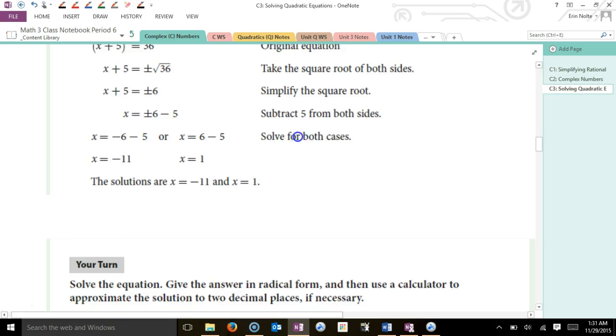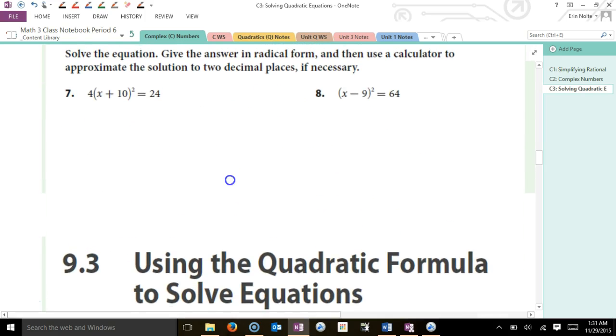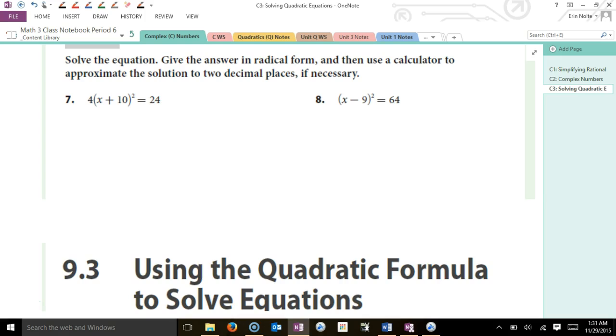Okay, so let's do an example of that. For this question, number 7, what would you do first? No. If there was not a squared, you could distribute. But it's always easiest to get rid of it, actually. Divide by it. Even if there was not a squared and you were solving, I would divide by 4 first because it's less work. So if we divide by 4, we would have x plus 10 squared is equal to, what's 24 divided by 4? 6. Then what would you do?